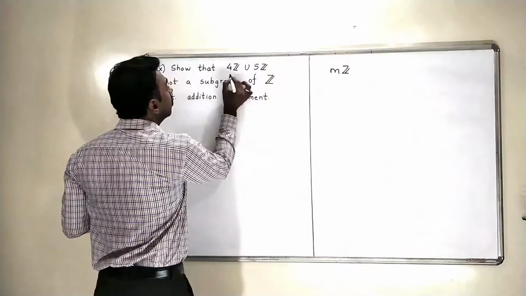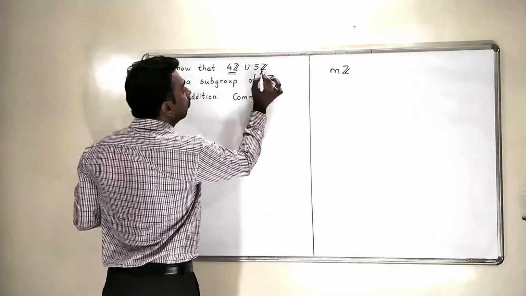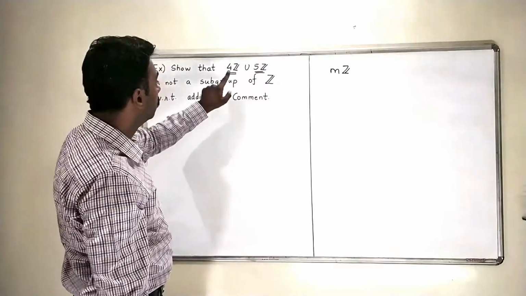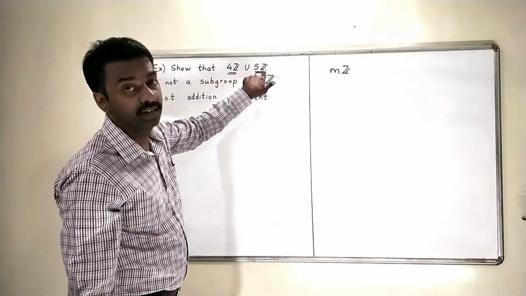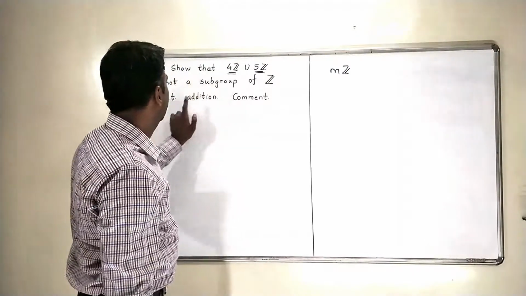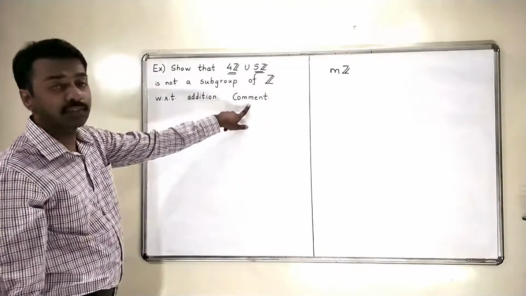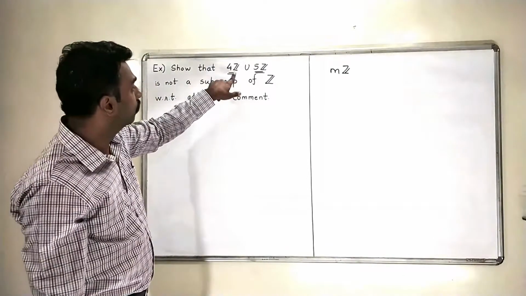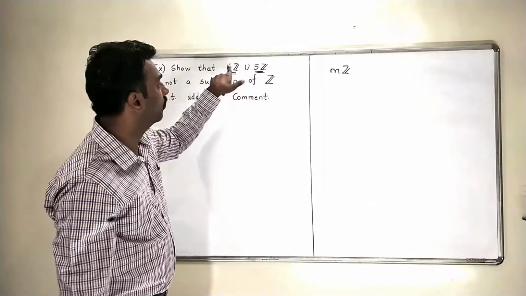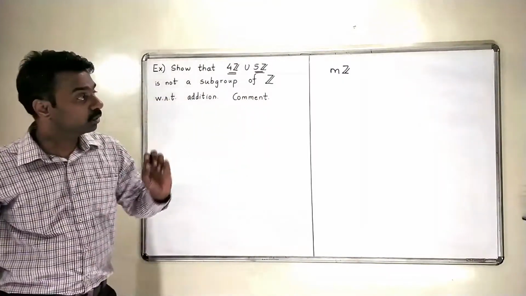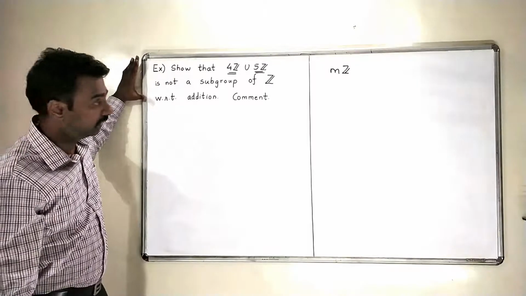So 4Z is a subgroup of Z. 5Z is also a subgroup of Z. But 4Z union 5Z is not a subgroup of Z. So what will be the comment after I solve this exercise? We will comment that union of subgroups need not be a subgroup. This is the main conclusion that we want to draw from this exercise.